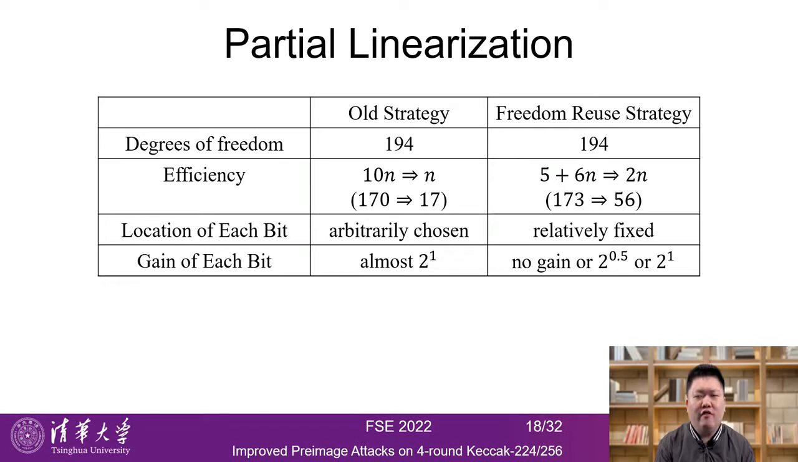An advantage of the old strategy is that the location of each linearized bit can be arbitrarily chosen. Thus, the attackers can choose the site that linearly matches the digest with a gain of almost 2 to the power of 1. Yet under the freedom rule strategy, the location of each linearized bit is relatively fixed. Thus, there is a gain loss since some bits may not linearly match the digest. The gain may be 2 to the power of 1, 2 to the power of 0.5, or even no gain. These conclusions will be further argued in the gain analysis part.